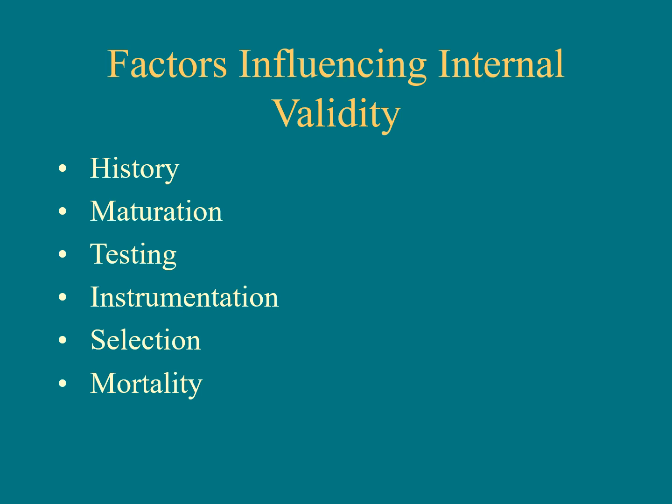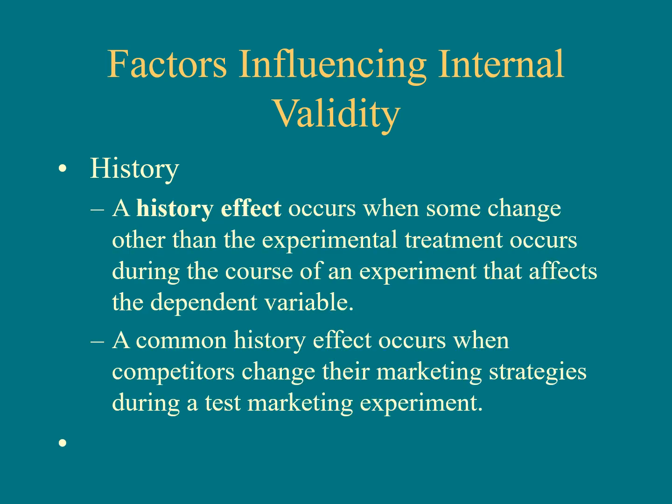Factors that can influence internal validity are history, maturation, testing, instrumentation, selection, and mortality. I will explain one by one. So factors influencing internal validity. Let's talk about first, history. A history effect occurs when some change other than the experimental treatment occurs during the course of an experiment that affects the dependent variable. A common history effect occurs when competitors change their marketing strategies during a test marketing experiment.